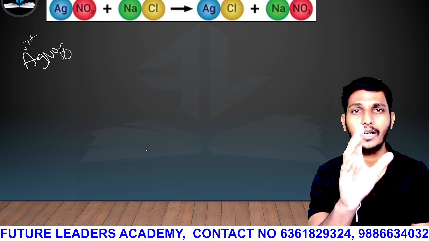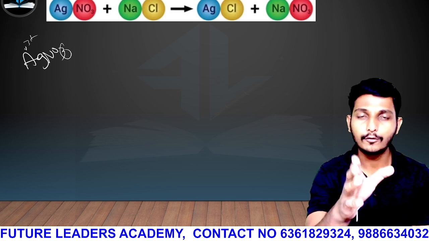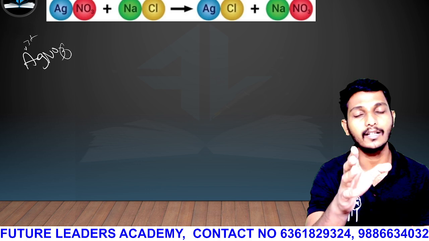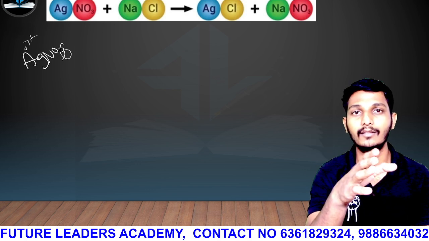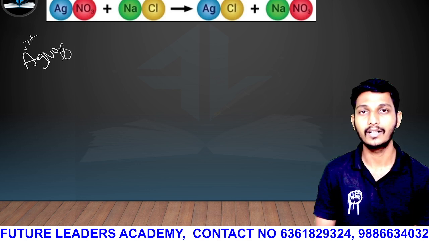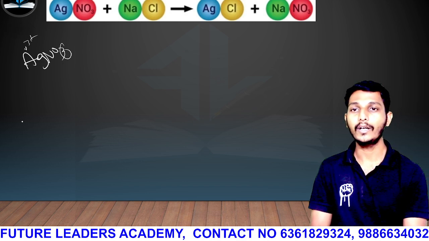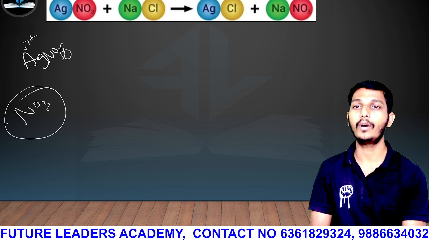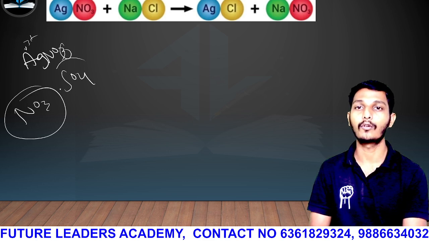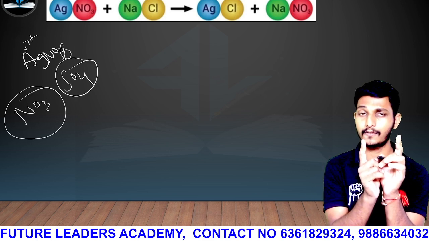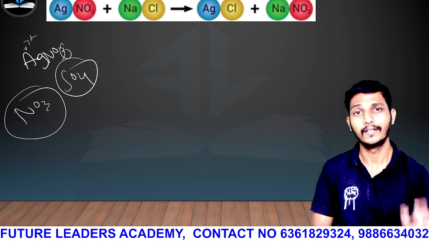As in one of the videos I have uploaded on valency, please go through the valency video so that you can understand why these 3 will be multiplied to each other. Okay? So you will understand clearly. Why NO3? Why SO4? Like this, one of the videos I have uploaded. So you will understand.